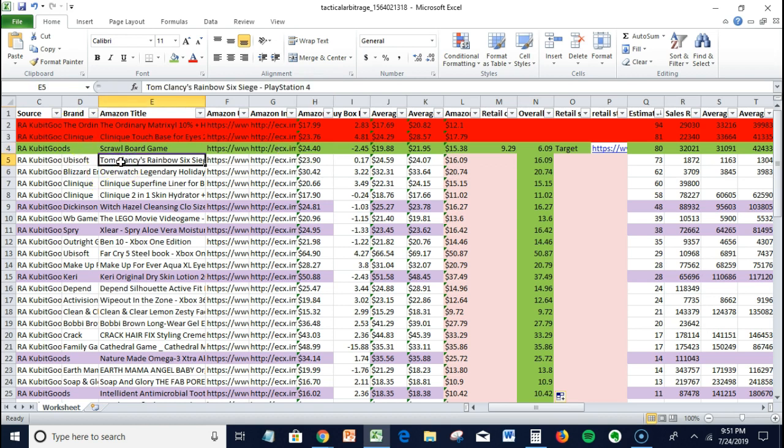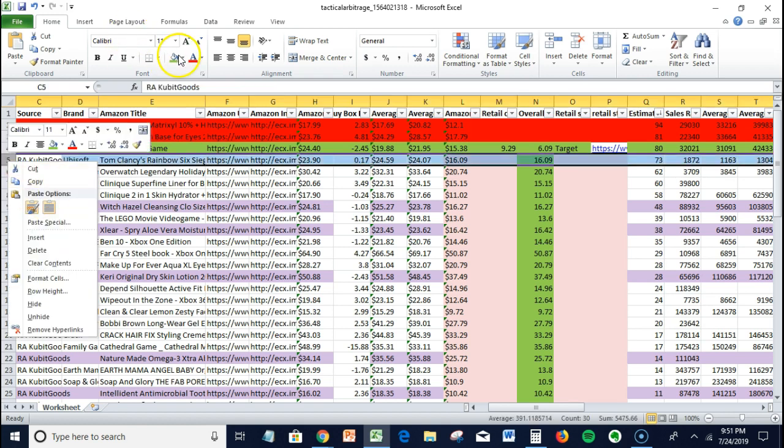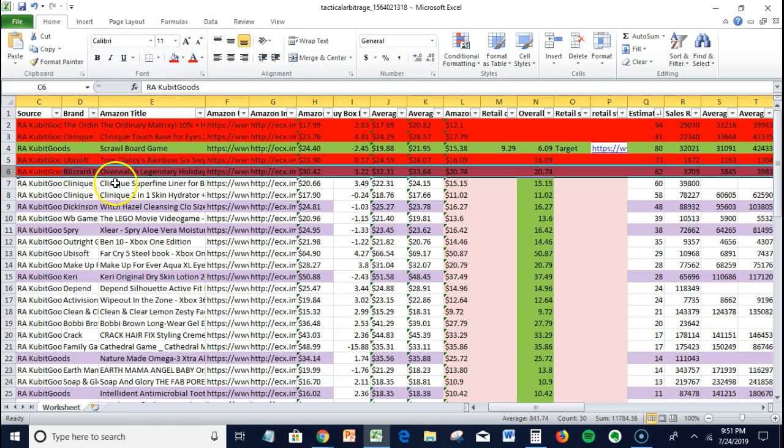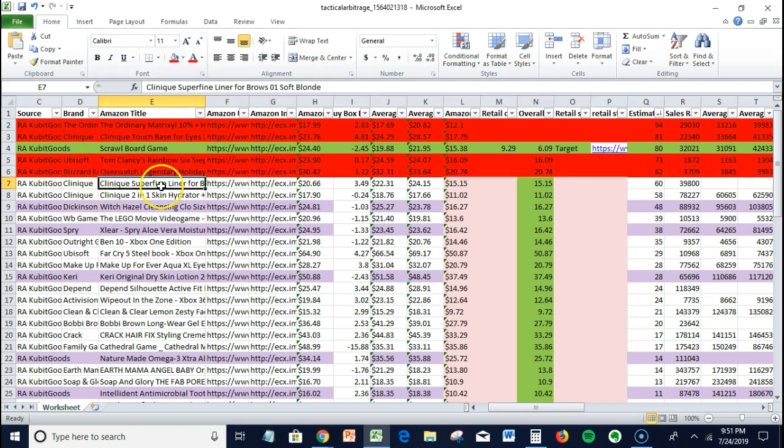So let's look at this one here. This is a PlayStation 4 game. Like I said, there's probably too much competition with PlayStation games. Legendary Holiday Bundle. Not really looking for that. That's a game. Okay, so this is some sort of Clinique.